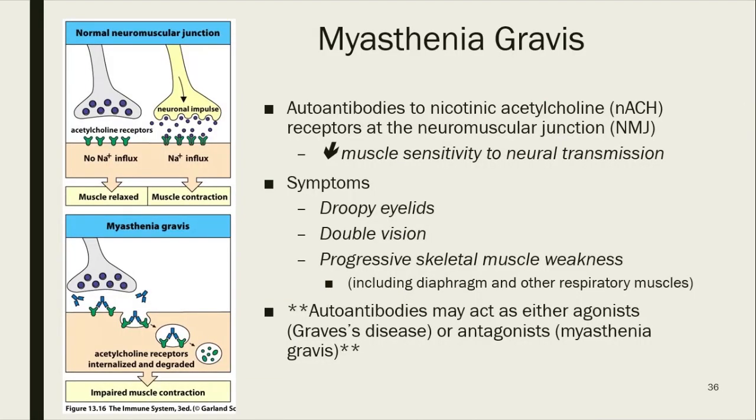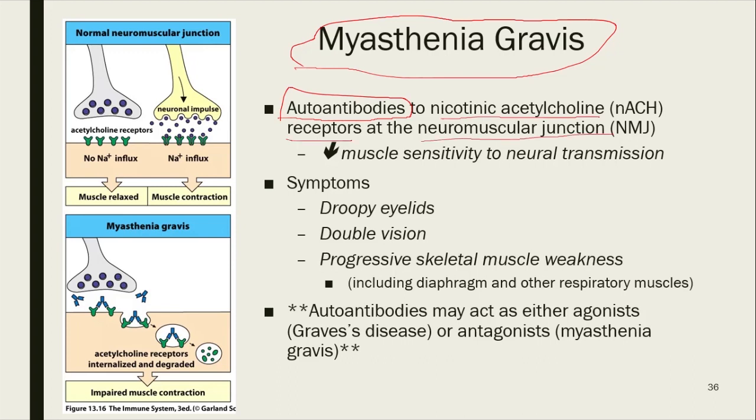Right, so the last autoimmune disease we're going to cover here is Myasthenia Gravis. Myasthenia Gravis is an autoantibody-mediated autoimmune disease against nicotinic acetylcholine receptors at the neuromuscular junctions. This antibody binding will decrease muscle sensitivity to neuronal transmission. Basically, you are blocking the receptors, leading to symptoms such as droopy eyelids, double vision, and progressive skeletal muscle weakness. Now, these antibodies may either act as an agonist, which leads to a different condition called Graves' disease, or as an antagonist, leading to Myasthenia Gravis.